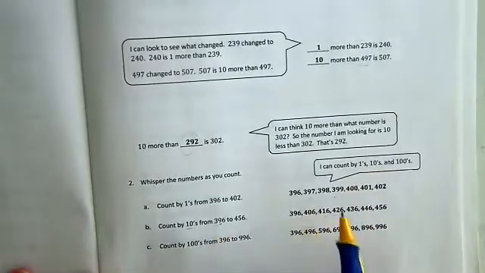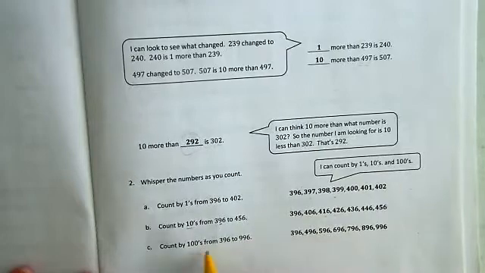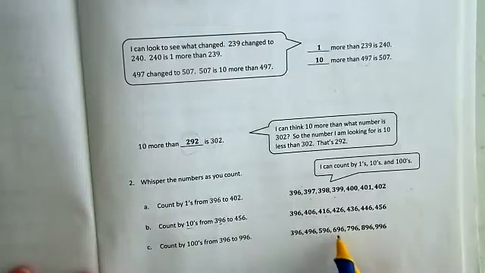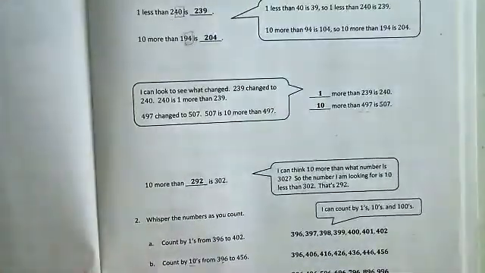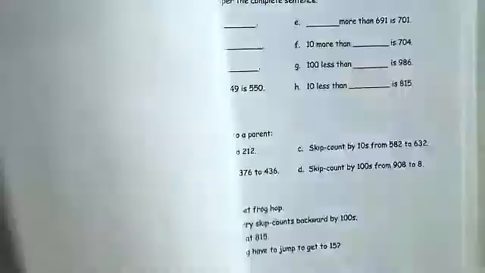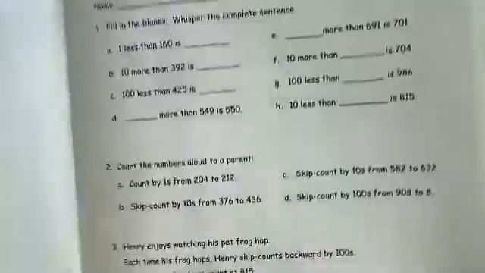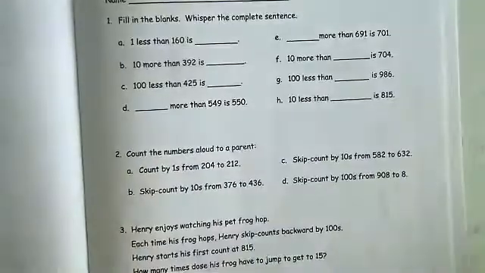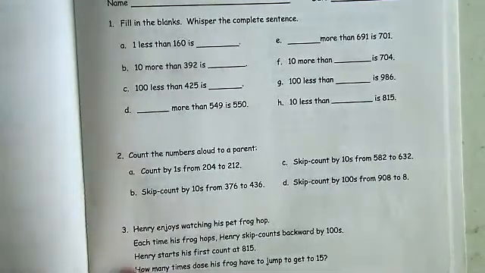All right, so counting by hundreds, we're just changing that hundreds place. 396, 496, 596, 696, 796, and so on. So let's turn that page and get started. The homework itself starts on page 161. And again, it will say lesson 20 at the top. The first part is the fill in the blanks. We have to figure out which part is missing.